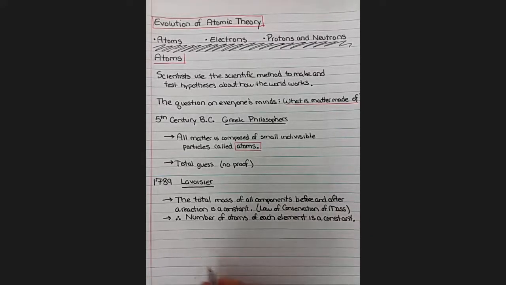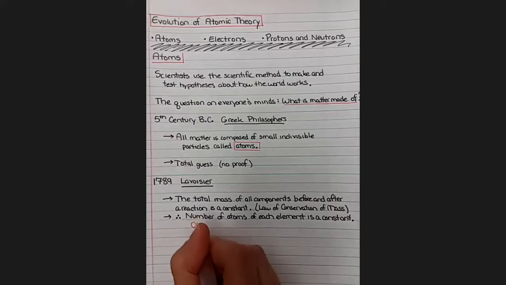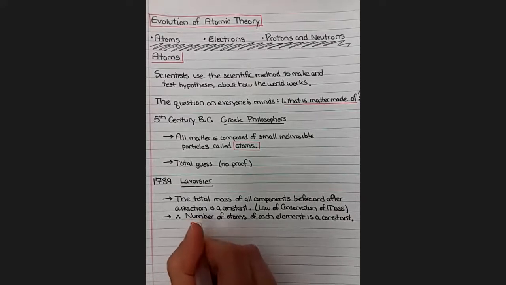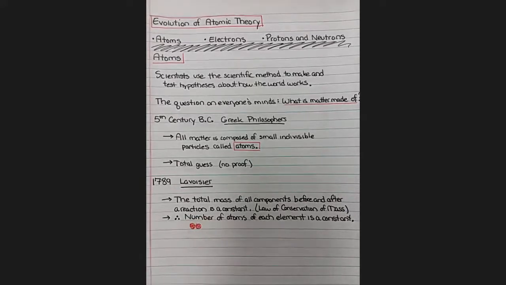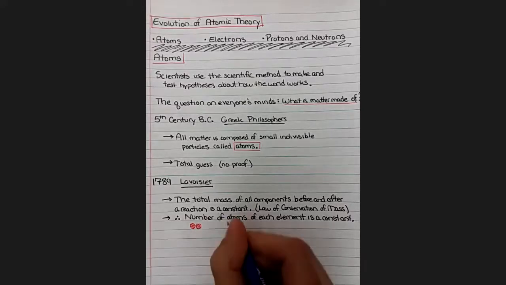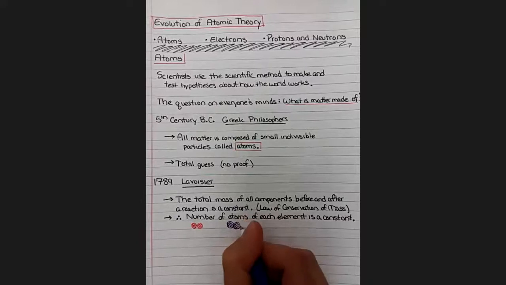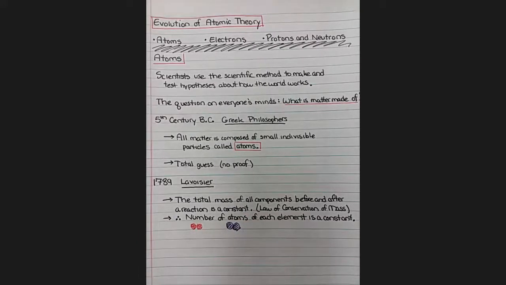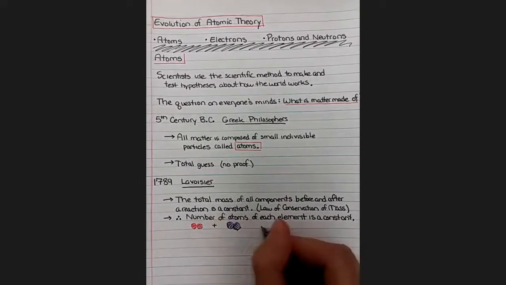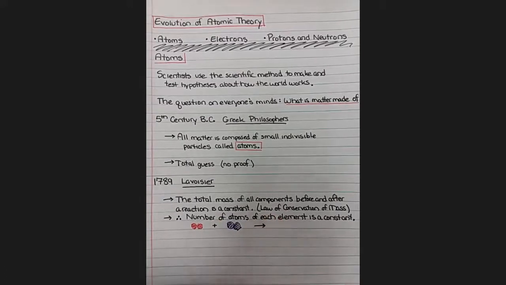So let's draw that out. If we had some compound, we'll say it has 2 red atoms in it, and we had some other compound that had 2 blue atoms. If we reacted those together, we know that however they end up at the end, there still should be 2 red atoms and 2 blue atoms at the end.